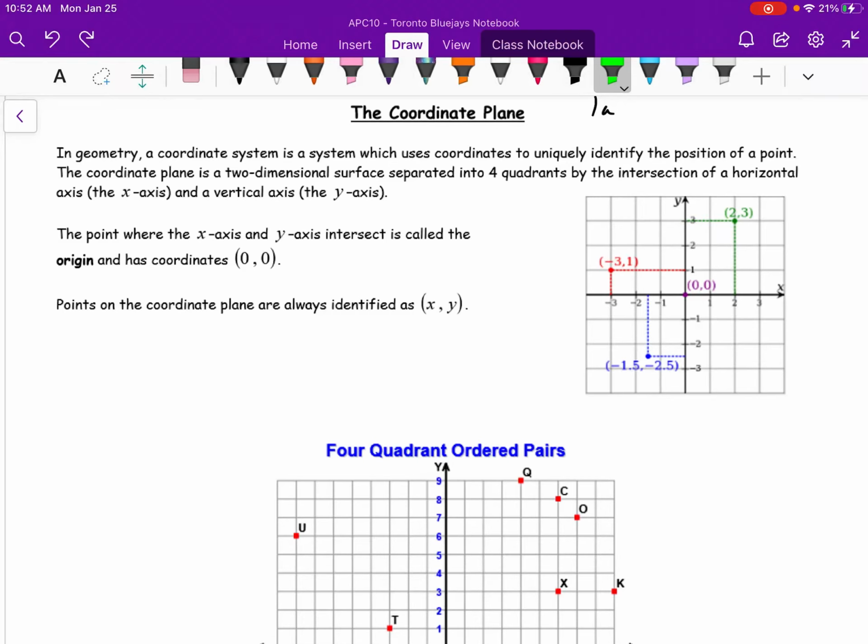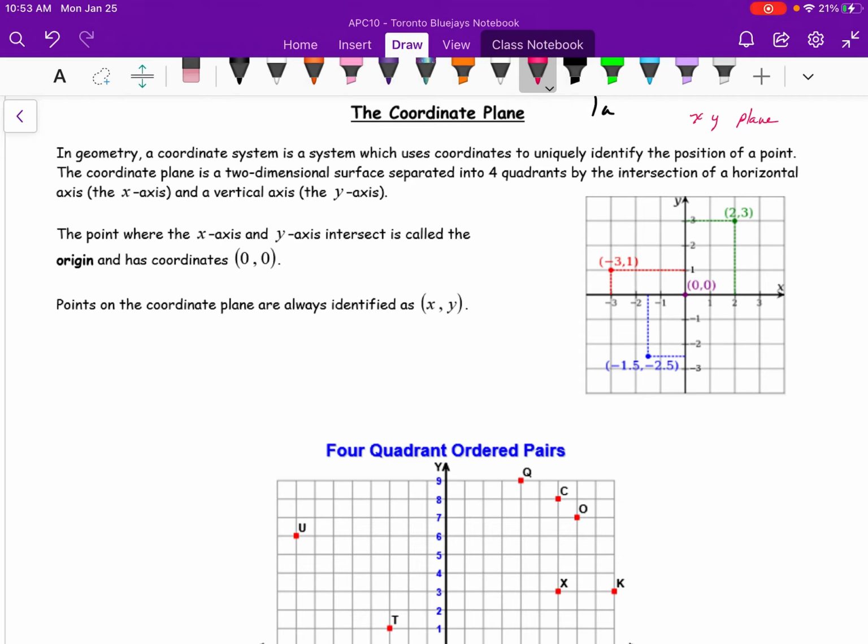Today we're going to talk about the coordinate plane. Now, there's many names for the coordinate plane. Most often it is called the XY plane, or sometimes it's called the Cartesian coordinate plane. In geometry, a coordinate system is a system which uses coordinates to uniquely identify the position of a point.